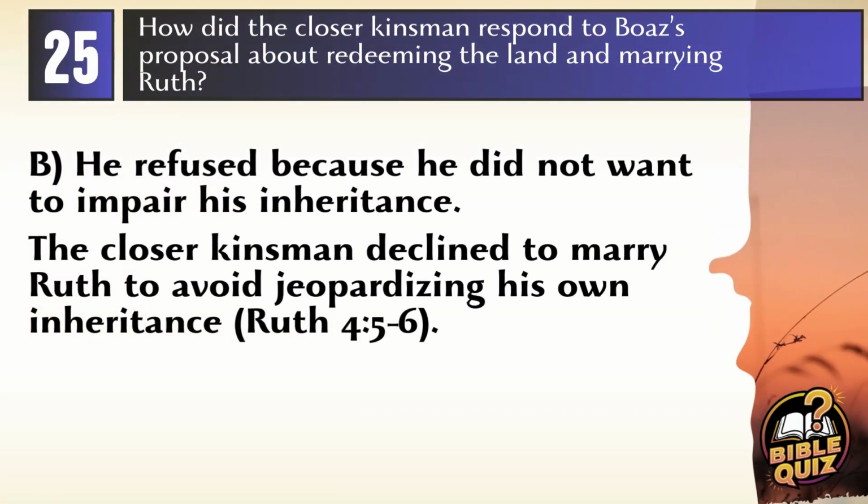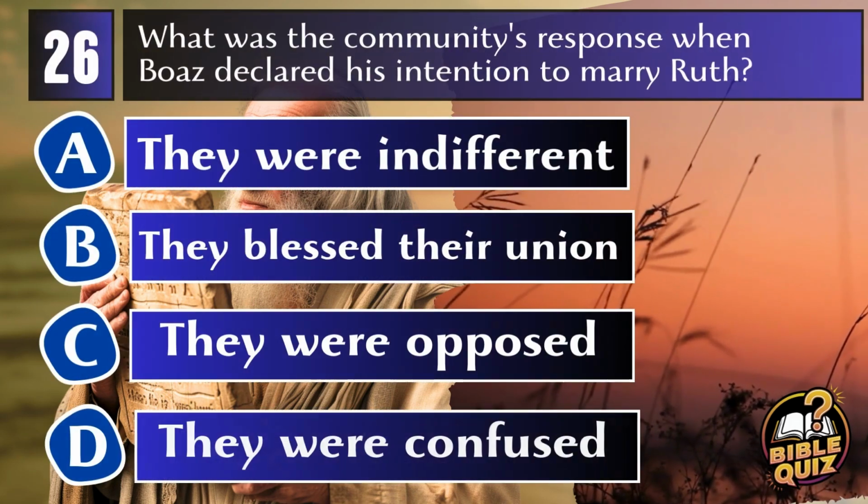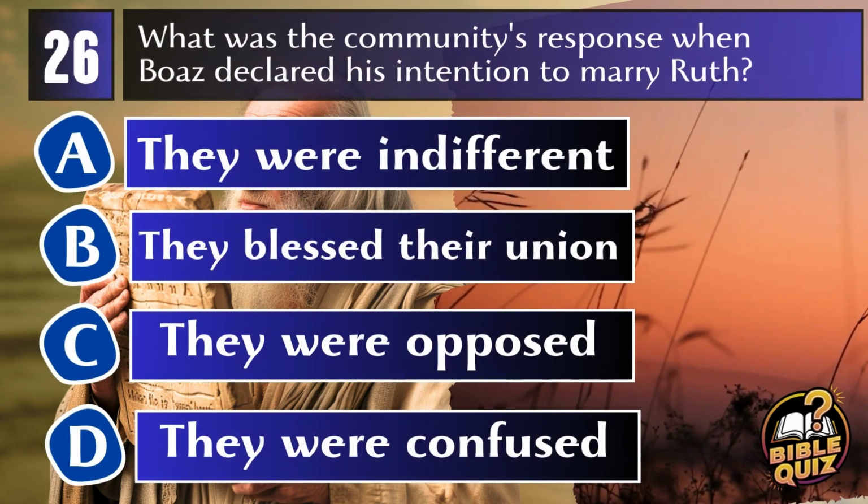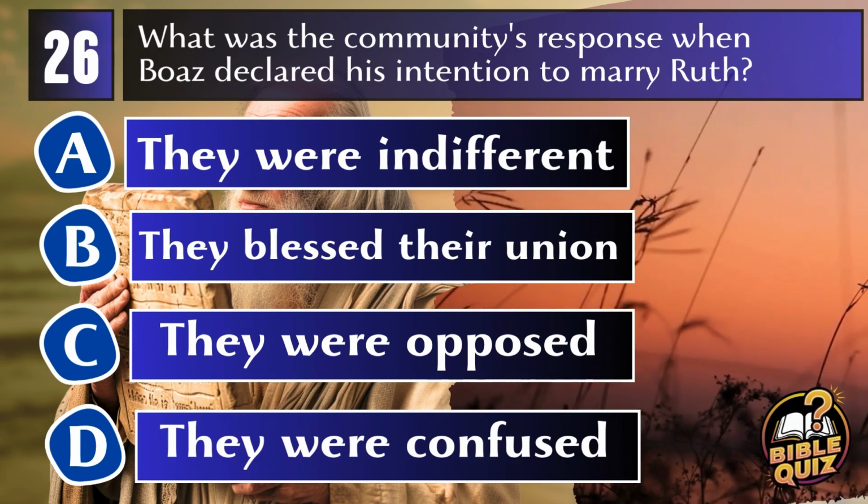Answer: B. He refused because he did not want to impair his inheritance. The closer kinsman initially agreed to redeem the land but declined upon learning it would involve marrying Ruth, fearing it might jeopardize his own inheritance. Ruth 4:5-6.